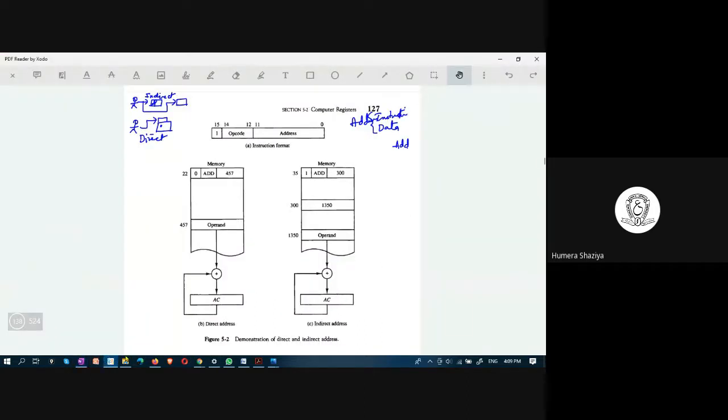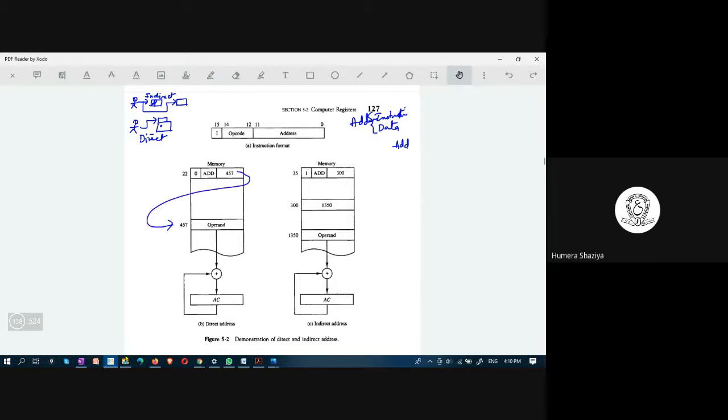In this RAM, we have this instruction stored in the upper part of the RAM. We learned that the top part will hold instructions and the bottom part will hold operands or data. Data is nothing but operand. This is our instruction. What does the instruction contain? Address, opcode, mode bit. What is this address? 457. When you go to 457, what do you find here?